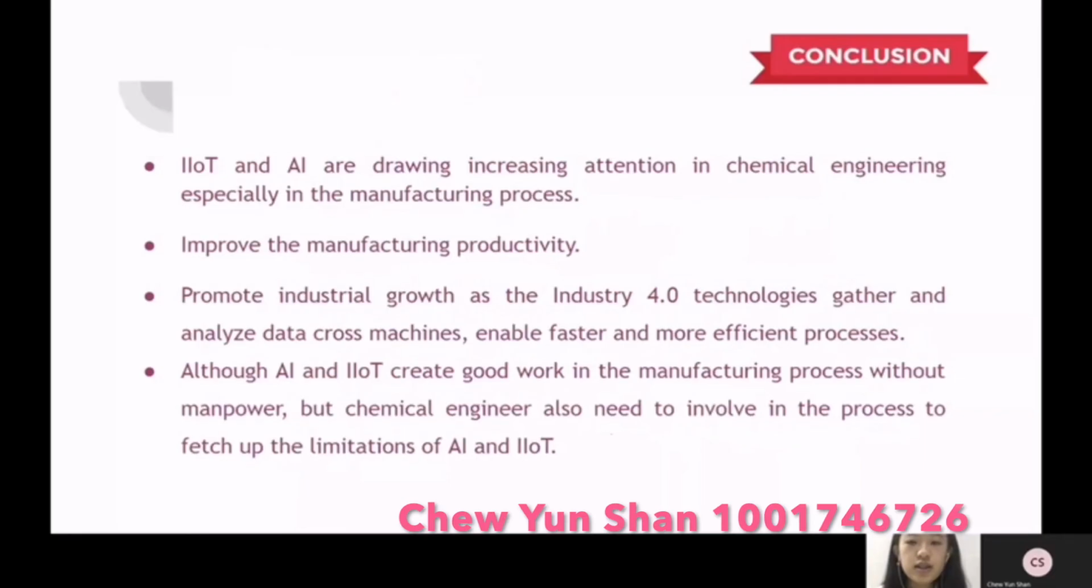In conclusion, the fourth industrial revolution can improve manufacturing productivity and promote industrial growth. Advanced technologies such as the Industrial Internet of Things and artificial intelligence are drawing increasing attention in chemical engineering. Although they do good work in the manufacturing process, chemical engineers still cannot be replaced.